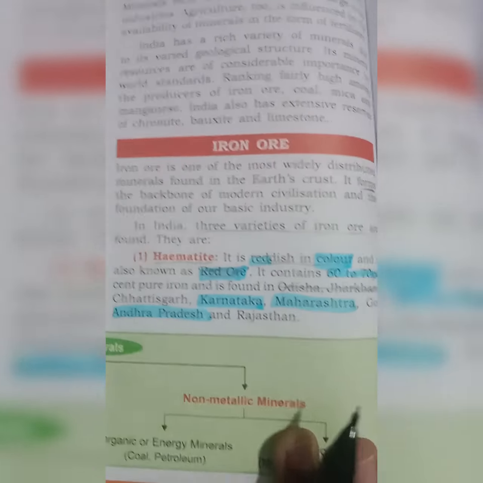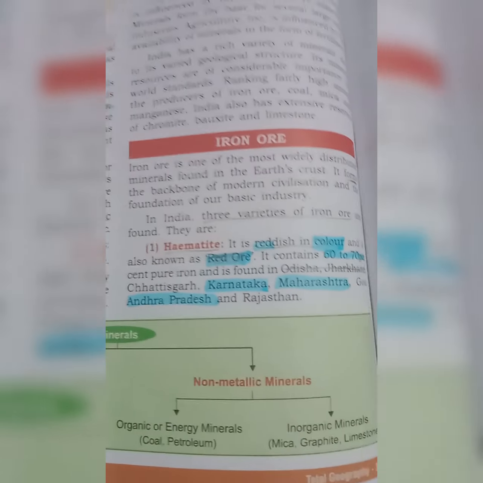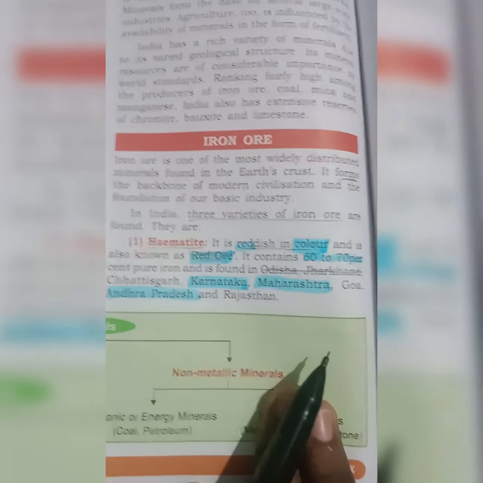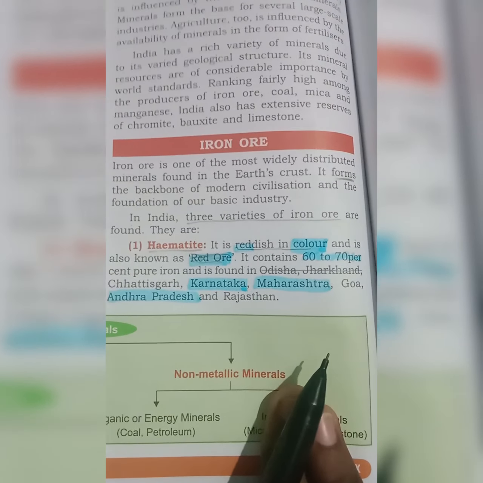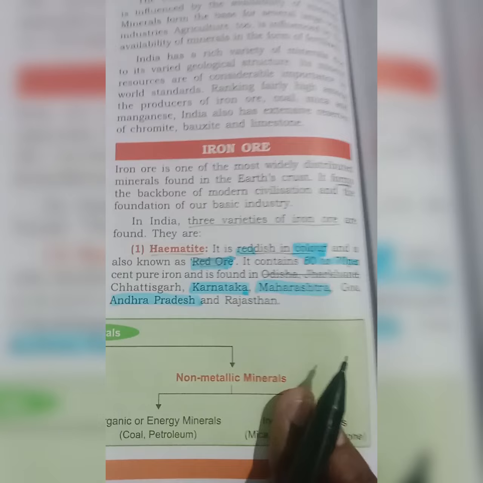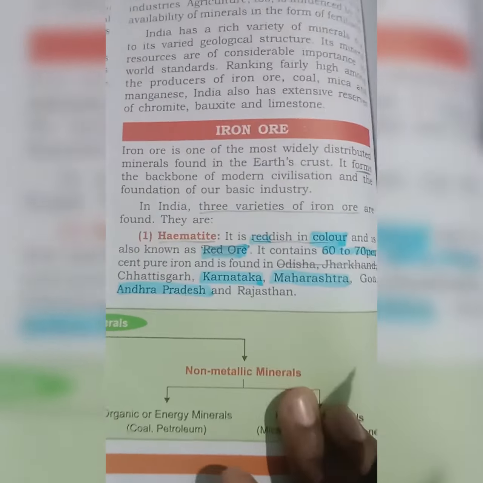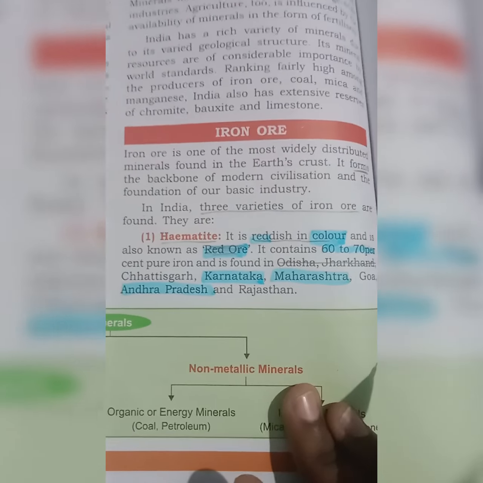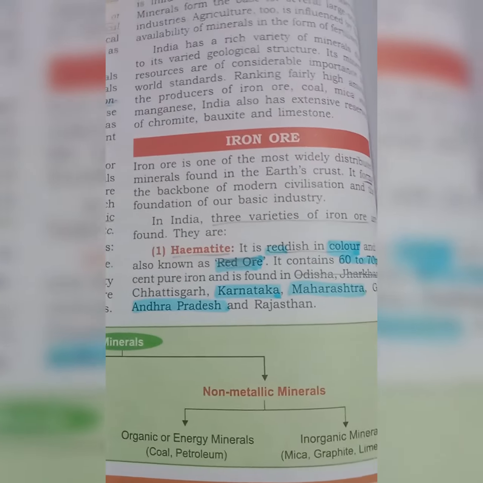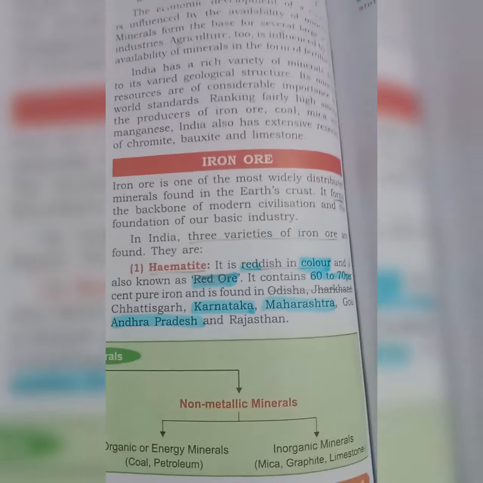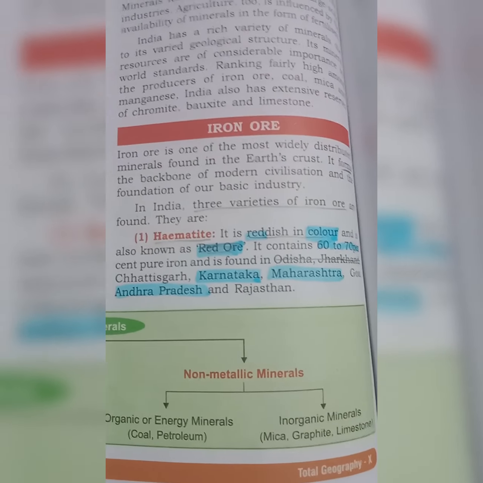So they will become exhausted. Iron ore is one of the most widely distributed minerals found in the Earth's crust. It forms the backbone of modern civilization and the foundation of a basic industry. The iron and steel industry is the basic industry, which provides the raw material for all other higher industries. Iron ore is the backbone of modern civilization.